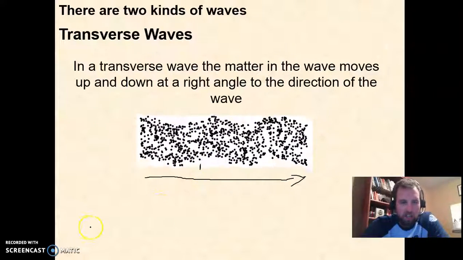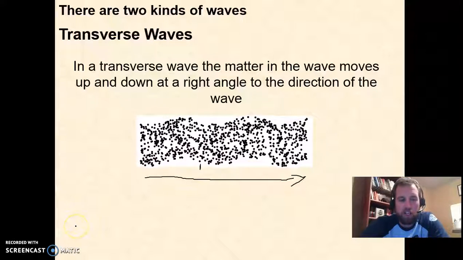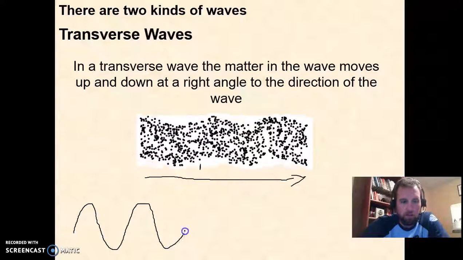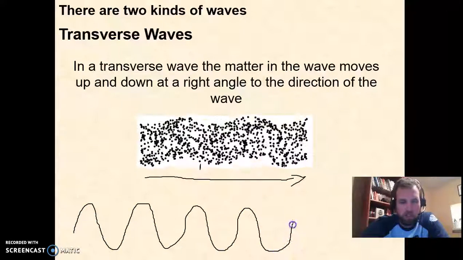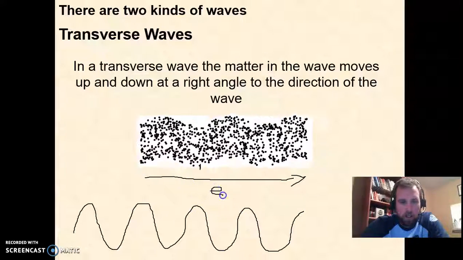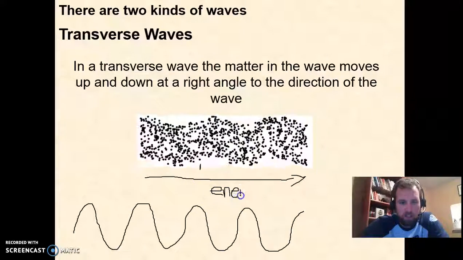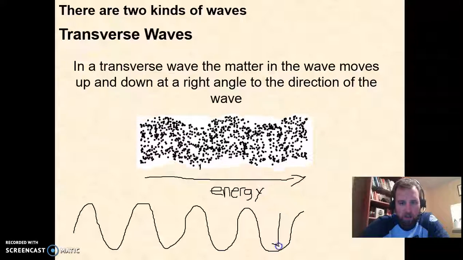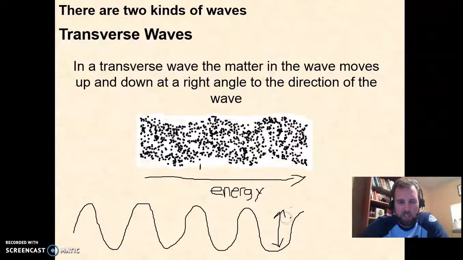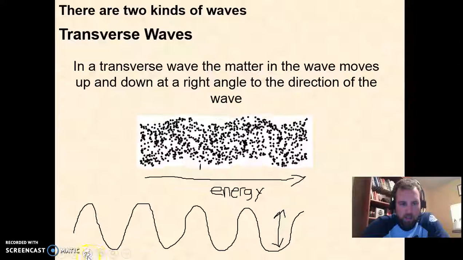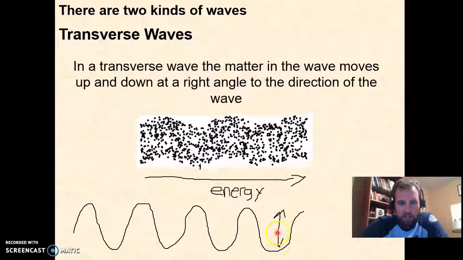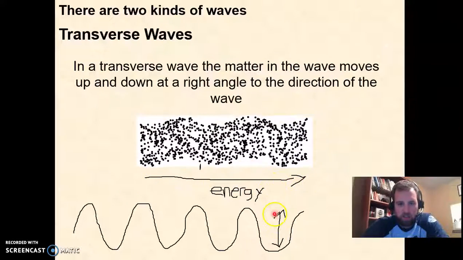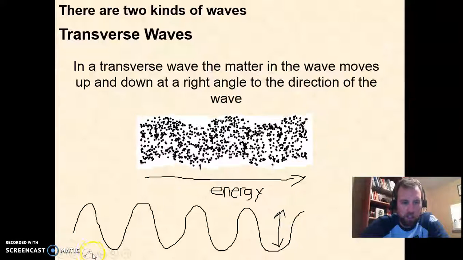But if you look at one of these dots, like this one right here, you can see that it's just moving up and down. So in your notes, it asks for a definition and it asks for a picture. So for the picture, you guys can draw something that resembles this. Okay? And again, energy is moving left to right. But the matter, the particles that are transferring the energy, they're moving up and down. You can see they move up and down just as you see these particles right here. So energy moves left to right, particles move up and down perpendicular to each other.